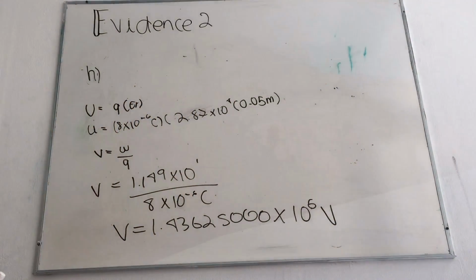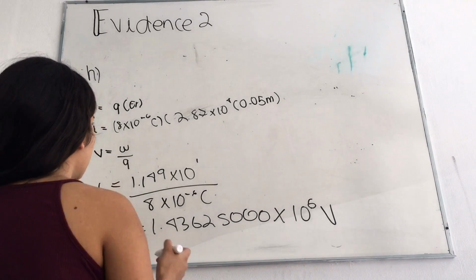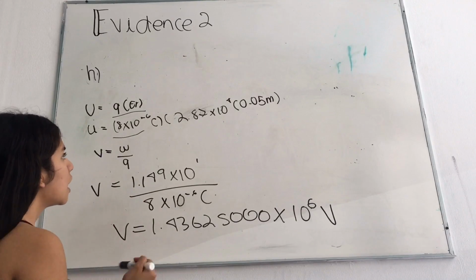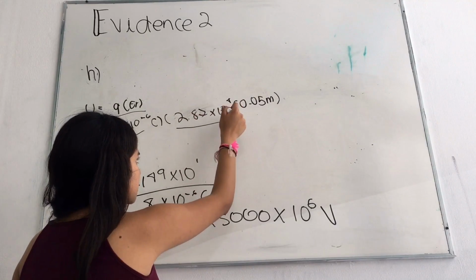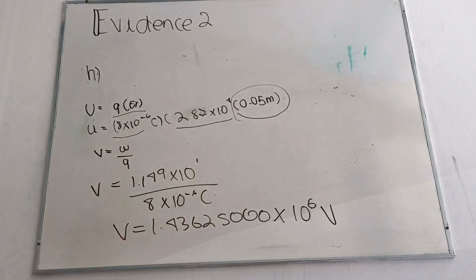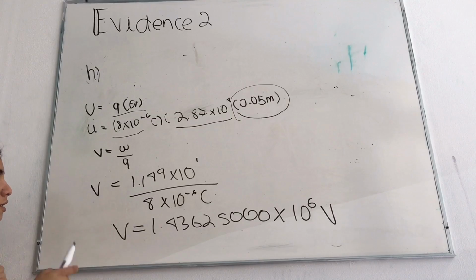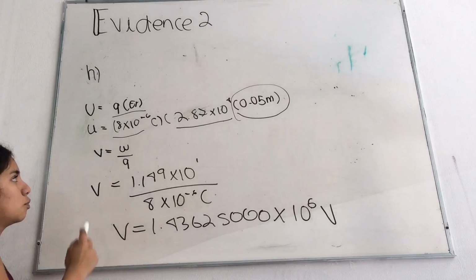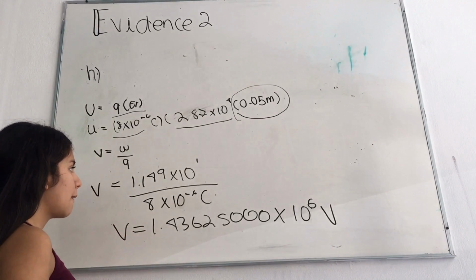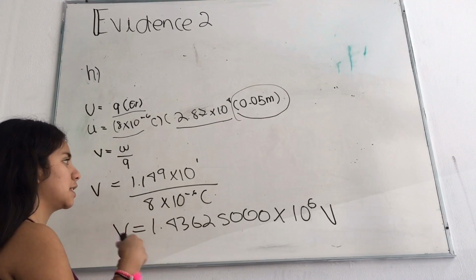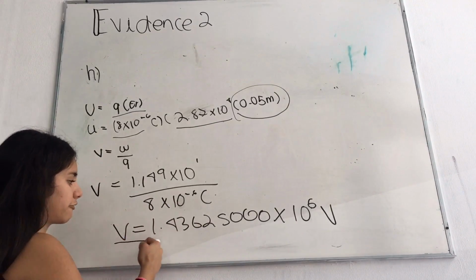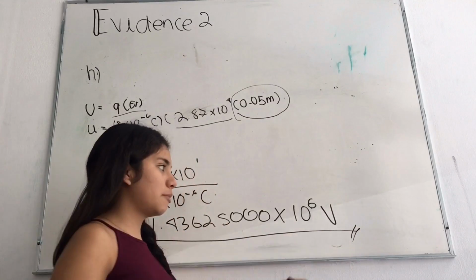So first of all, we are going to get the first one, that we will use this formula. We are going to multiply the charge that it's asking us times this constant times our first location, that is 0.05 meters. Then we are going to use the second formula, that volt is equal to work over charge, and volt is equal to 1.149 times 10 over 8 times 10 to the 6, and this is our result. Remember that it's in volts.